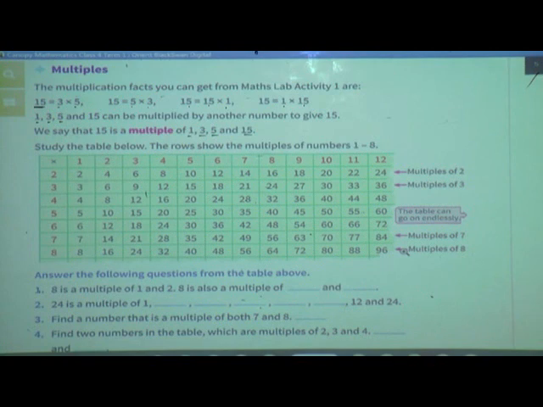Means whatever number they will give, if we multiply the given number with any other number, we get the same product. Those are called multiples of that number. Now we will study this table.